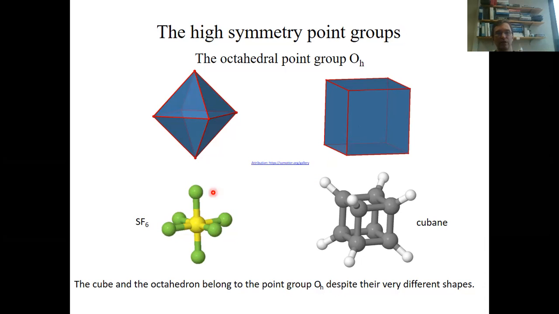So a molecule that, for instance, has an octahedral shape is the SF6 that we have already previously discussed. Cubic molecules are far less common than octahedral ones, but there are some examples. You see here cubane, in which we have 8 carbon atoms shaped in a cube, and each carbon atom has an additional hydrogen atom. So the overall composition is C8H8.